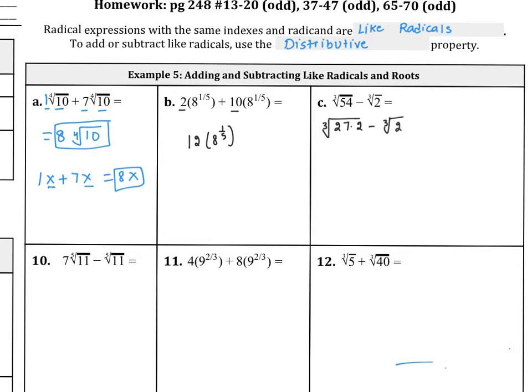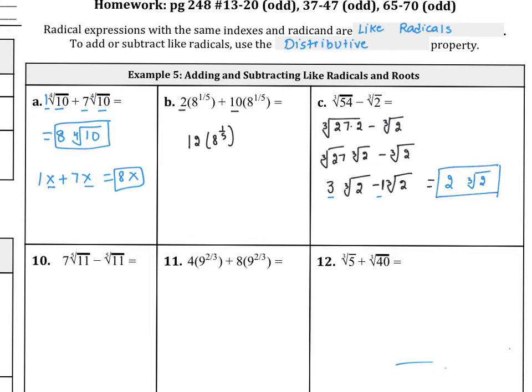Now we are going to write it as cube root of 27 times cube root of 2, minus cube root of 2. Cube root of 27 is 3. So we have 3 cube root of 2 minus 1 cube root of 2. There is a 1 in front of it; if there is no number, then there is a 1 in front of it. So you're going to subtract 3 minus 1. That's going to be 2 cube root of 2.